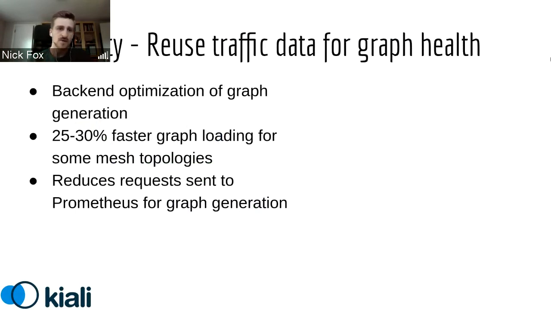Another feature that was added, we made an improvement on the back end. We optimized the way that the graph generation was being done, which for some mesh topologies results in about a 25 to 30% faster graph loading. So that should be good especially for larger amounts of workloads. This was tested with about 150, 200 workloads across a few different namespaces. So it will result in faster graph loading times and fewer requests into Prometheus, which will hopefully be less load on your Prometheus server as a result of all that.